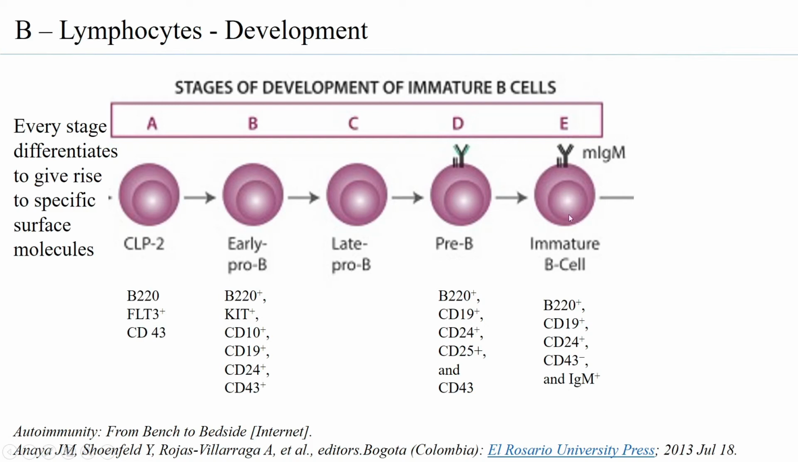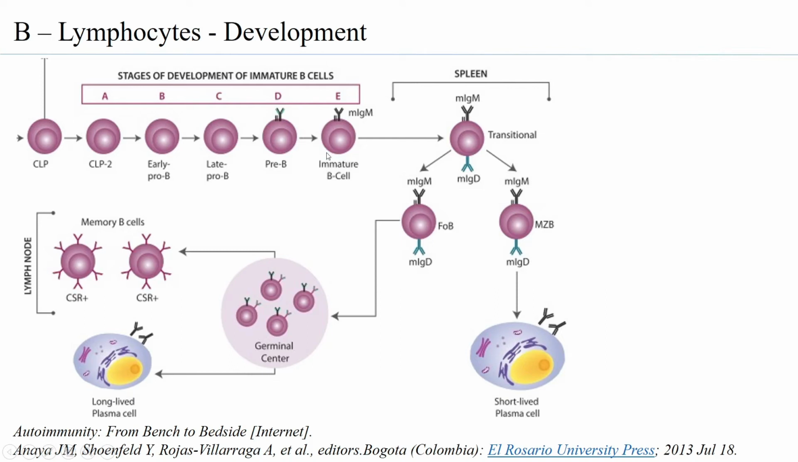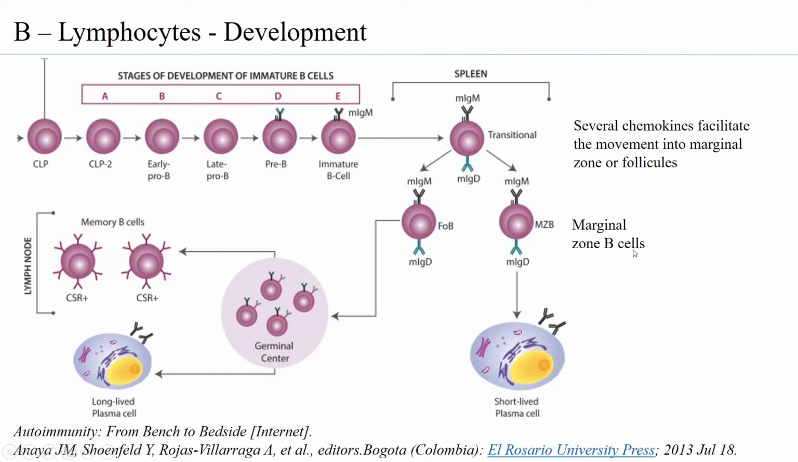So this IgM that you find on the immature B cell is a B cell receptor, and it is membrane bound. This B cell receptor is always associated with the surface of the cell. It is not released, it is not secreted, it remains bound to the membrane. Now, this immature B cell further moves on to the secondary lymphoid organs, and there are several chemokines present that facilitate the movement of these transitional B cells into different regions. So here it goes into the medulla region, and it gives rise to what are called marginal zone B cells. So this is one subset of B cell that is formed.